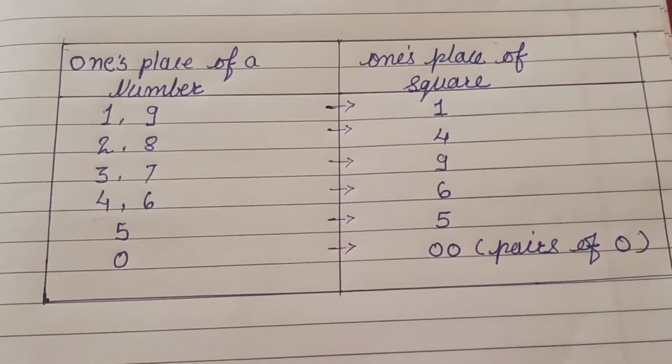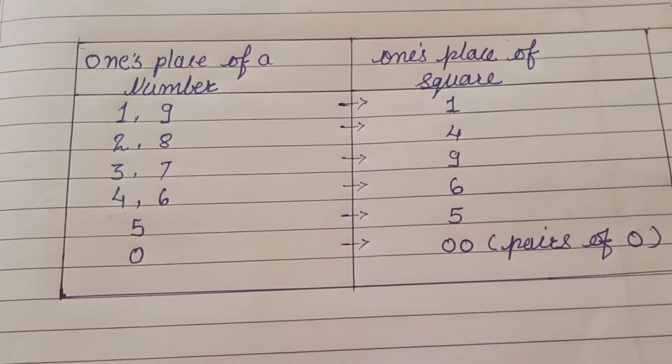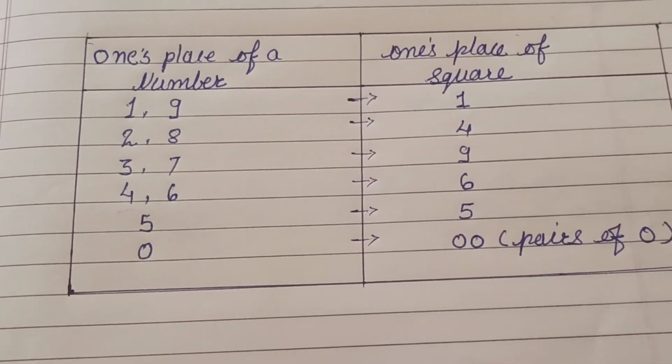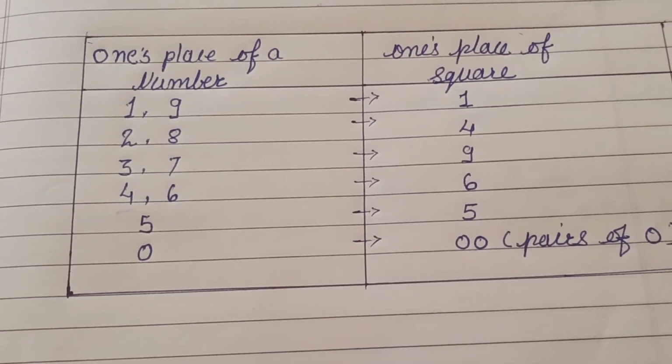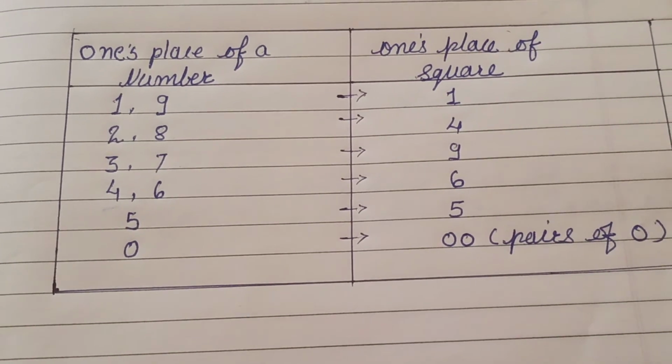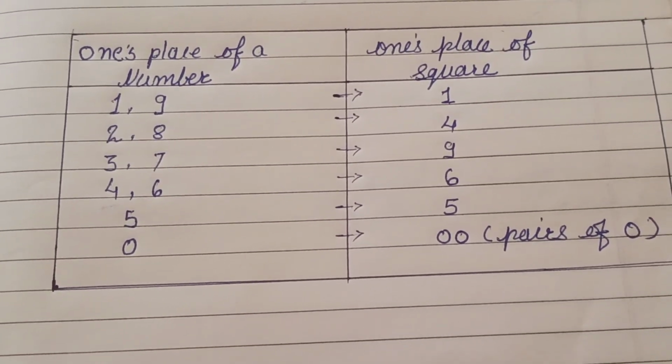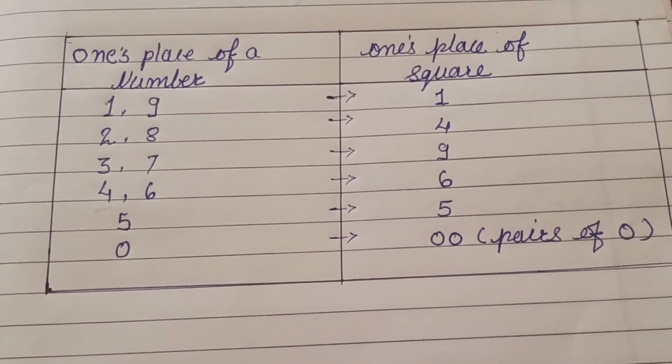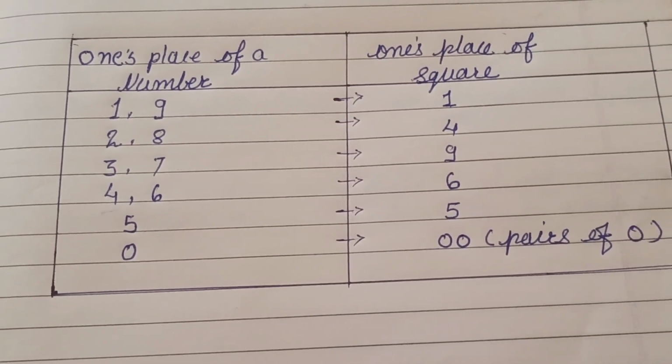Children, today we have seen properties of square numbers, that is, properties of perfect square numbers based on their ones places. Please follow the guidelines given in the worksheet and solve the worksheet in continuation of yesterday's work.